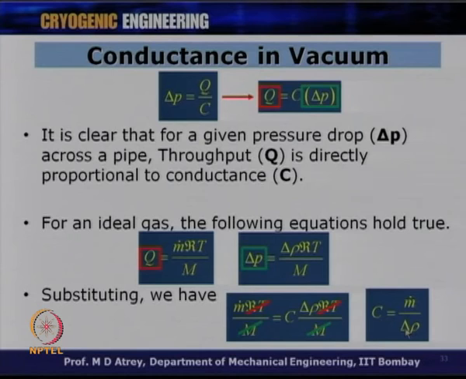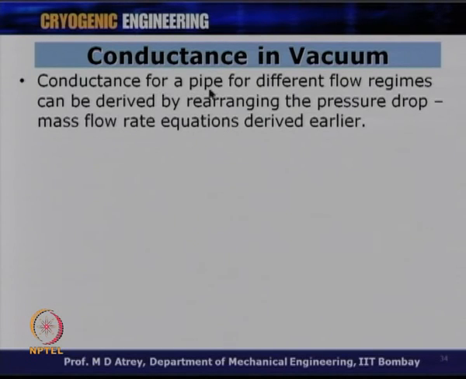difference which is occurring because of the pressure difference P1 and P2, or the pressure drop occurring across the length L. So, conductance for a pipe for different flow regimes can be now derived by this formula, can be derived by rearranging the pressure drop mass flow rate equations derived earlier. So, let us see all the derivations earlier.